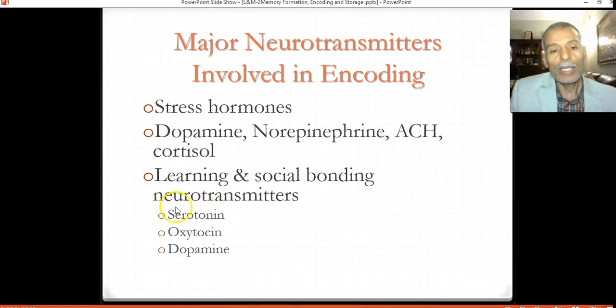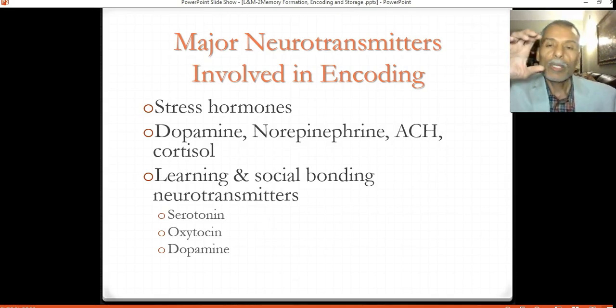Serotonin is essential for learning. It is essential for social bonding. Serotonin is a neurotransmitter that makes you kind of relaxed. You need it when you are ready to sleep. It is what makes you dream. So it actually enables and helps dopamine to do its work.